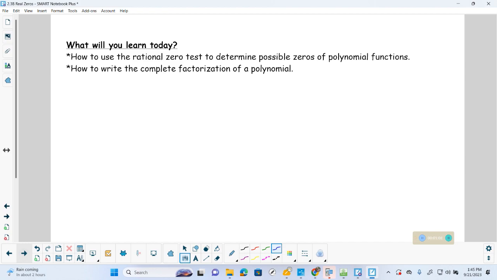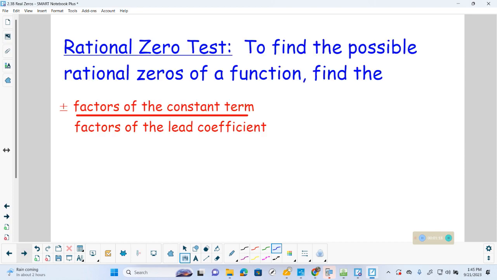All right, so today I'm also going to show you what's called the rational zero test. Sounds fancy. It's to help us get some possible zeros. Notice it says possible. We're not actually finding the zeros. We're going to be making a list of some potential zeros. And then we're going to be doing some more complete factorization, kind of like we did yesterday.